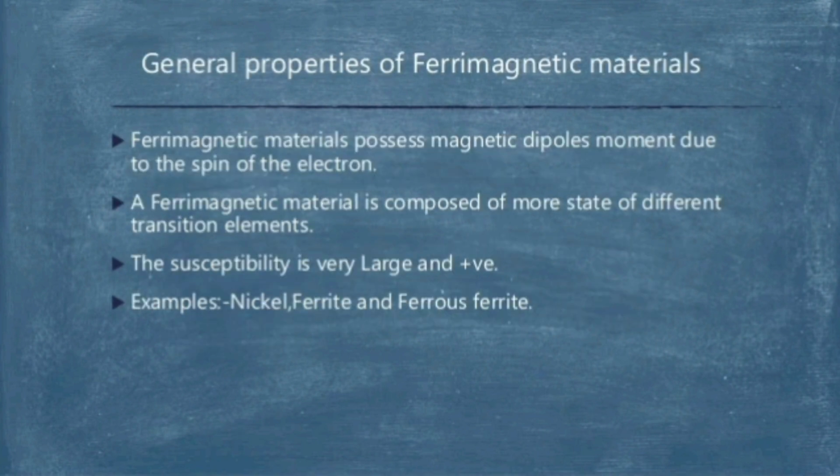Some general properties of ferrimagnetic materials are: ferrimagnetic materials possess magnetic dipole moment due to the spin of the electron. A ferrimagnetic material is composed of more than one state of different transition elements. The susceptibility is very large and positive. Example: nickel ferrite and ferrite.